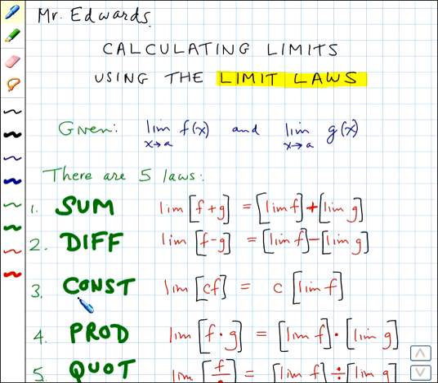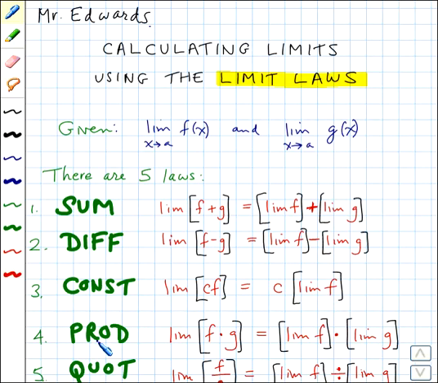Here, rule number 3, this is constant multiplication. If c is a constant number and f is one of these functions, the limit of the constant times the function is equal to the c essentially factored out of the function times the limit of the function.